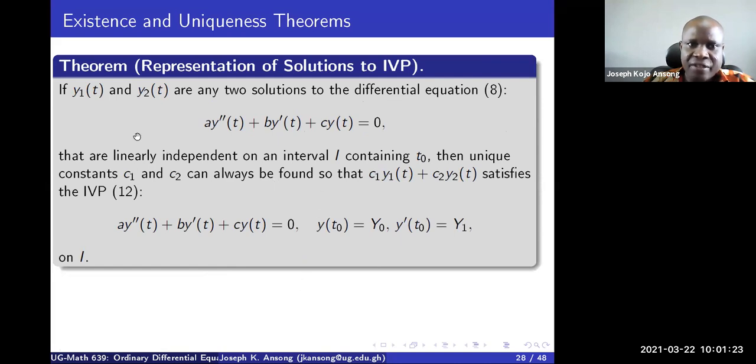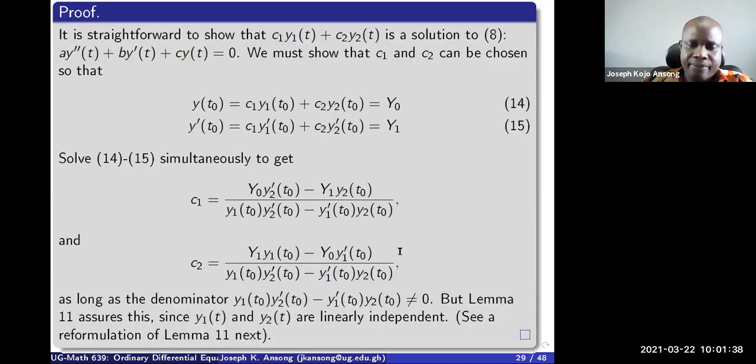And the crux of this is that these solutions here, y1 and y2, have to be what? They have to be linearly independent. Once they are linearly independent, then you are sure that this linear combination will satisfy these given conditions on the interval I. Okay, good.